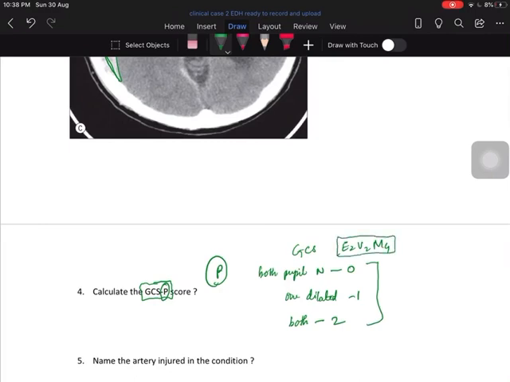Our patient has one dilated, right-sided pupil, so the GCS-P score of this patient is 8 minus 1, that is 7.